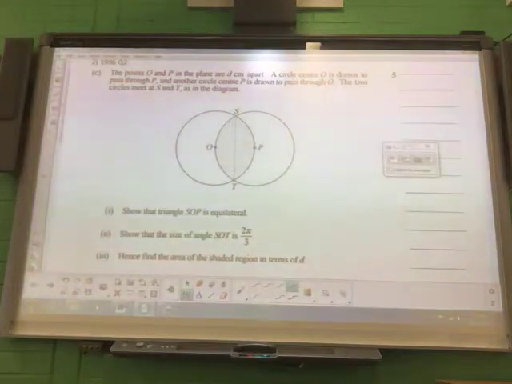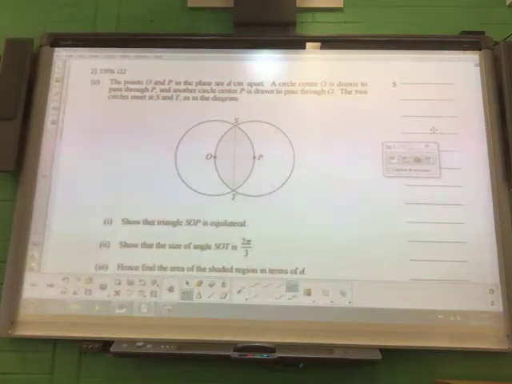We're going to look at some past circle geometry questions in HSC. So we're going to go way back to 1996 and start there. The points O and P in the plane are d centimetres apart. The circle centre O is drawn to pass through P, and another circle centre P is drawn to pass through O. The two circles meet at S and T as shown in the diagram.